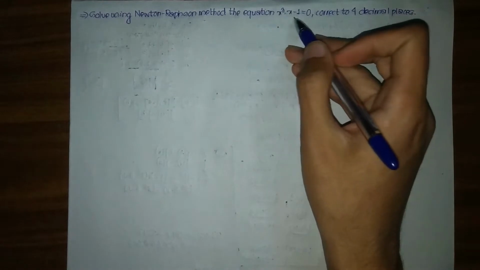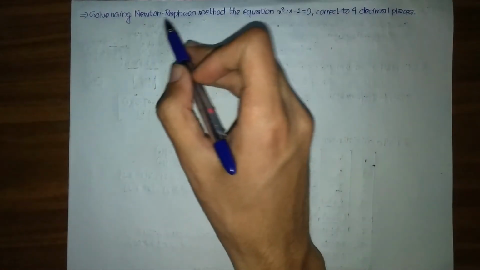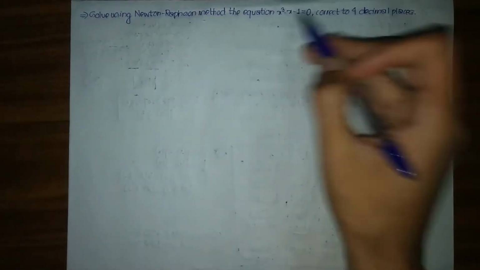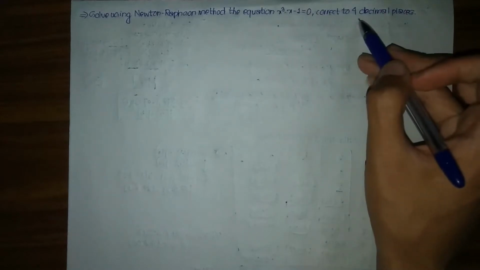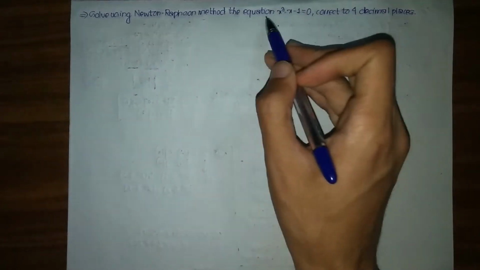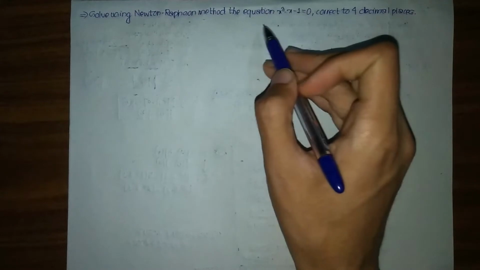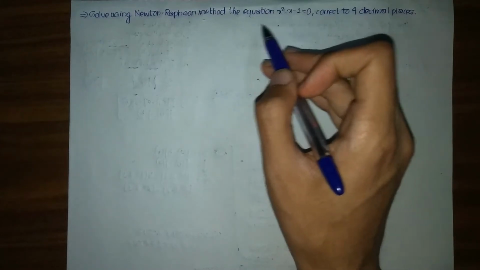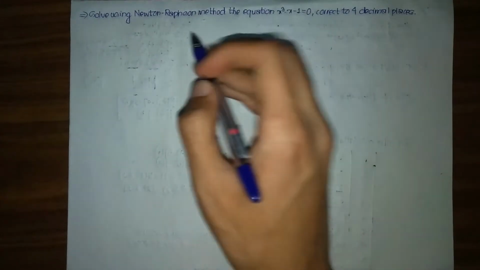In this lecture video, we'll be solving the equation x cube minus x minus 1 equals 0 using the Newton Raphson method, and we'll find the roots of this equation correct to 4 decimal places. We'll be solving this equation by setting the function in our calculator to make our process easier and quicker.